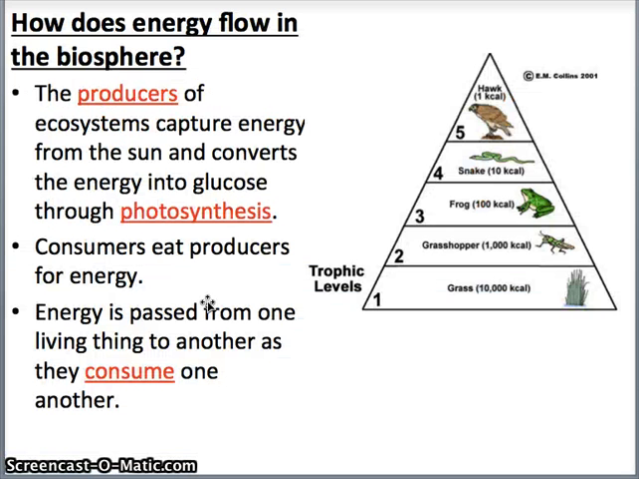So how does energy flow in the biosphere? This is review. We learned that producers can capture the sunlight energy and provide energy for all the trophic levels above it. Because producers are the only ones that can take the sun's energy and make it into glucose or food. So all the other living things depend on the producers. And when they consume each other, they pass energy up the trophic level.